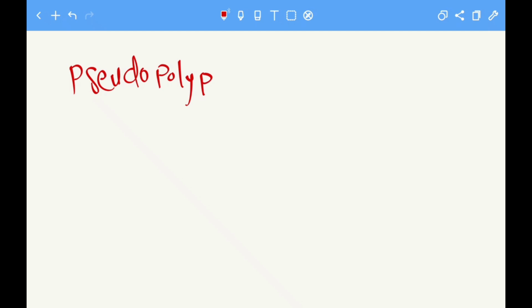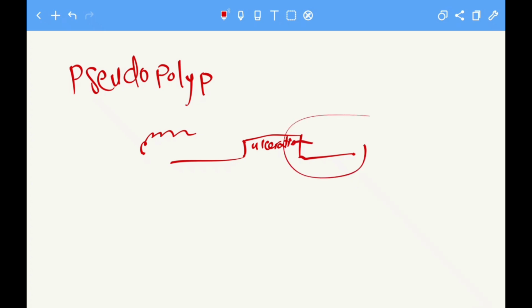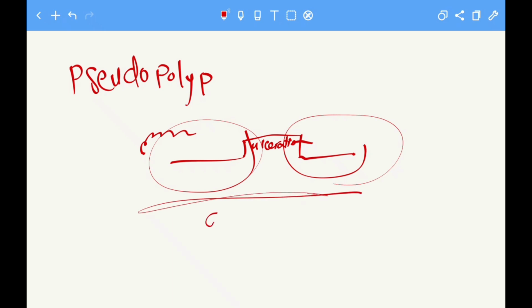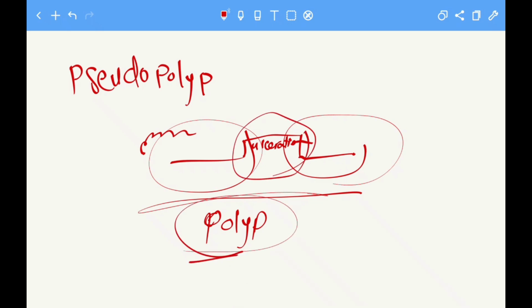Pseudopolyp occurs when there is inflammation of the superficial layers, like the mucosa and submucosa. So when there is inflammation and ulceration of the mucosa and submucosa, we find some polyps, but they are not true polyps. This area and this area will both appear as polyps, but it is not a true polyp because it appears as a polyp due to the neighboring ulceration.